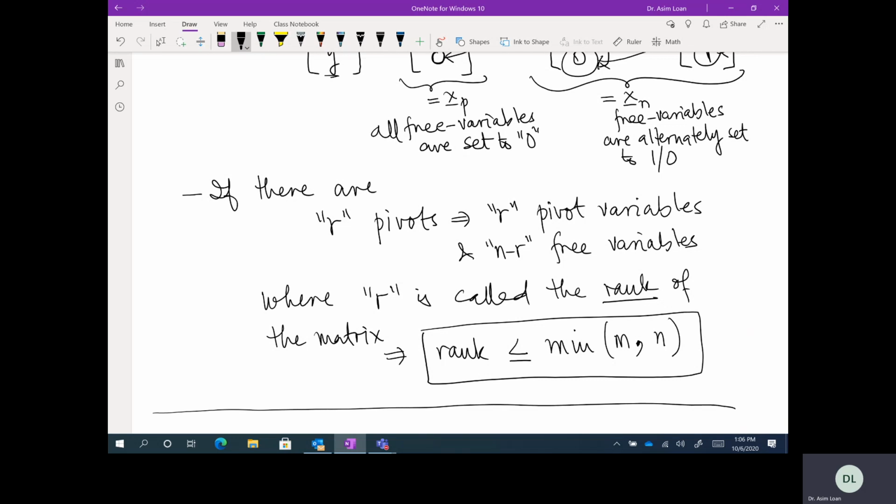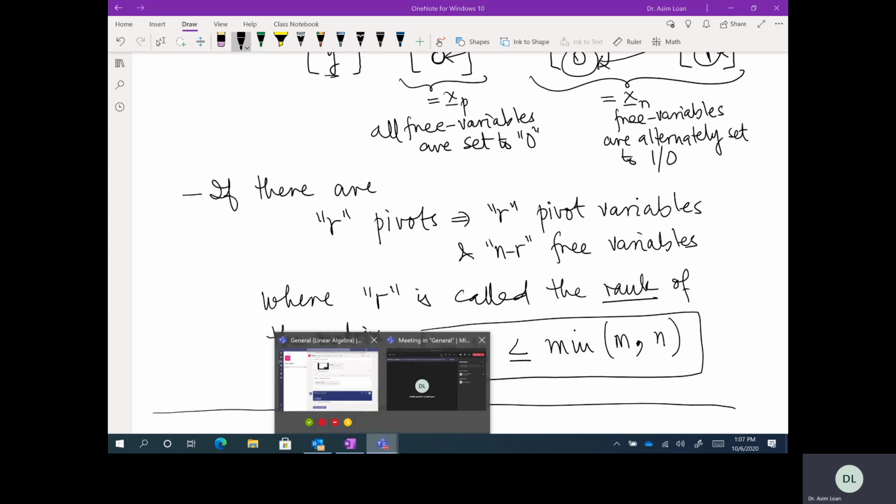So let's stop here. So next time we are going to do an example, and then we are going to move on to independence, basis, and dimensions, and touch on the remaining two subspaces, which are the row space and the left null space.